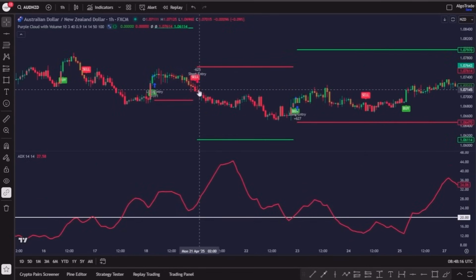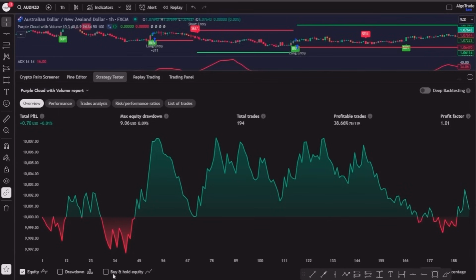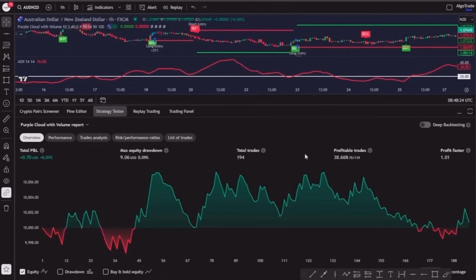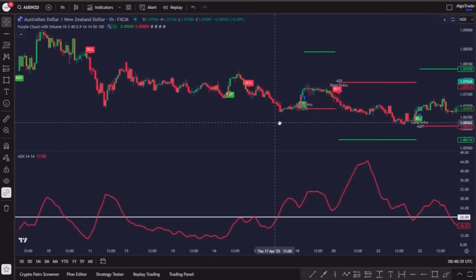But now let's look at the performance. With the ADX volume active, applied again to the AUD-NZD on the 1 hour chart, the win rate improves to close to 39%, which is better than the base version, but still slightly lower than the 40.5% we got with the volume oscillator. So yes, it's an improvement, but not the best result so far.